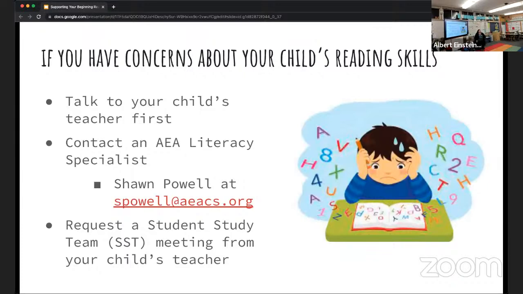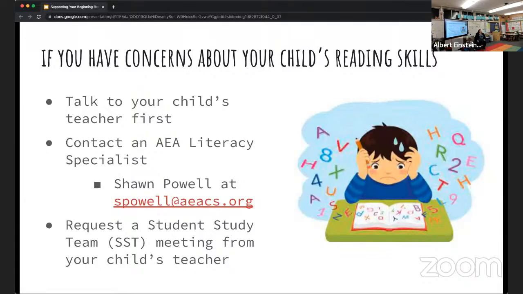If you have concerns, I also wanted to share what you should do if you have concerns about your child's reading skills. The very first thing you should do is just talk to your child's teacher. Just say, is this normal? Is this where we want them to be? How do they compare with the other kids in first grade or kindergarten or transitional kindergarten? What else can we be doing? Have that conversation. Your teacher should be able to give you an idea of how your child is doing compared to where we want them to be at this time of the school year.